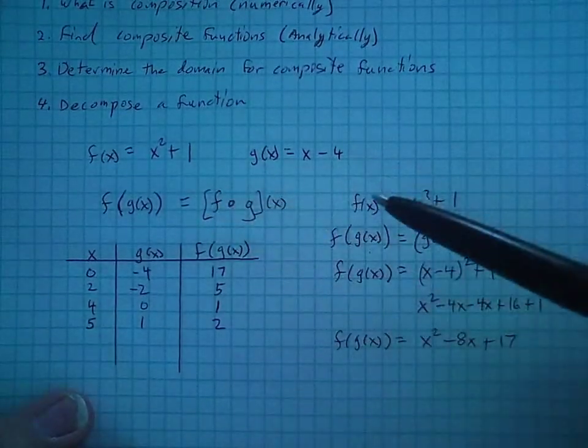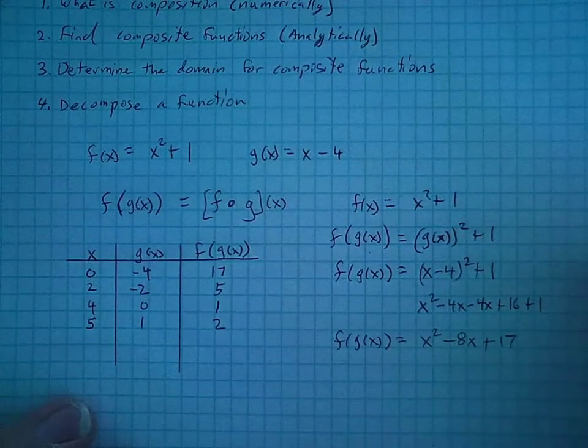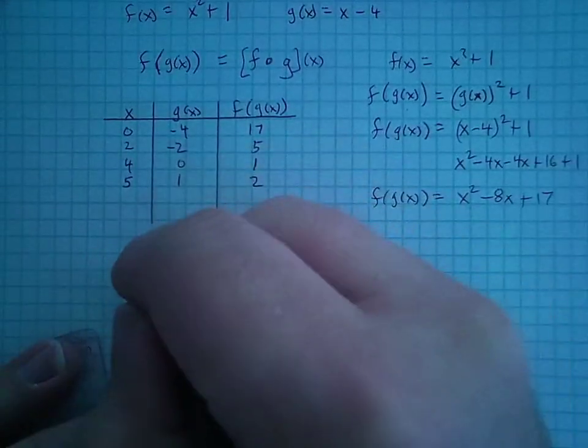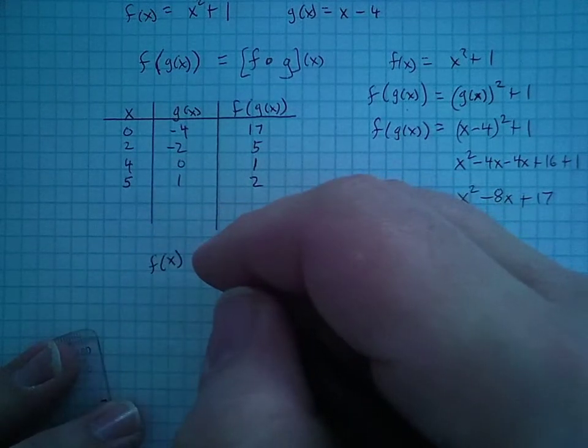These are polynomials, so their domains are all real numbers, which means the domain of the composite function is all real numbers. But sometimes we combine two functions that do not have such easy domains.